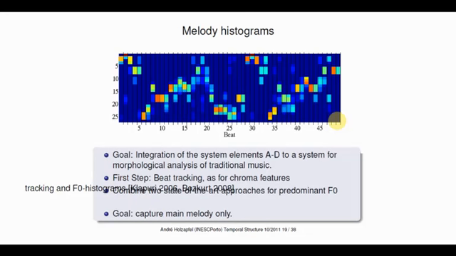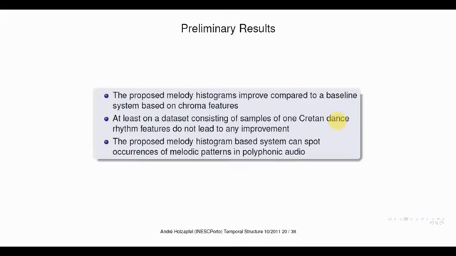So basically I tried to do what Barış did on monophonic signals. I just tried what happens on polyphonic. And the interesting thing is that it worked astonishingly well on this music, at least. So I was able basically to spot occurrences of some melodic pattern in a polyphonic mixture.